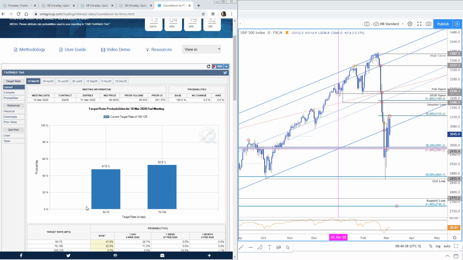There's already basically 100% consensus that we're going to get at least another 25 basis point cut. There is a 47% chance markets are pricing in that we're going to get a 50 basis point cut. So already on top of the 50 we just got, markets are already slamming in expectations for more rate cuts.